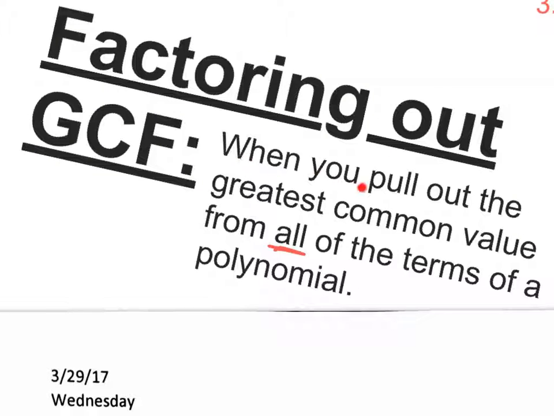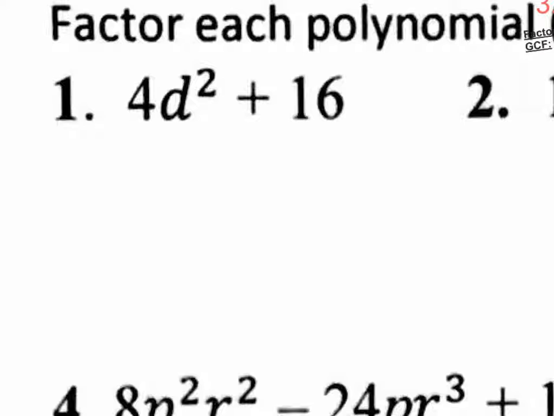It means when you pull out the greatest common value from all, notice that it's underlined, from all of the terms of a polynomial. So you want to pull out the greatest value that's in common from all of the terms of a polynomial. So if we jump to number one, we have a binomial here, right? It's two terms, one term, two terms. So what is the greatest common value, the greatest common factor, the GCF?